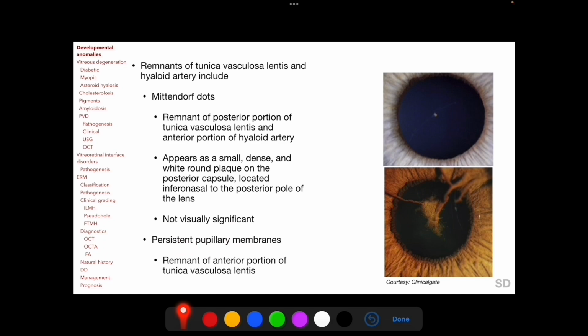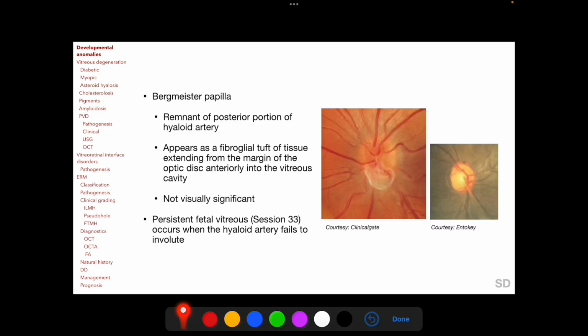Persistent pupillary membranes are remnants of the anterior portion of the tunica vasculosa lentis lying on the anterior surface of the lens, as seen here in these two clinical photographs. These membranes characteristically have their peripheral attachment at the iris collarette and not at the pupillary margin. Bergmeister papilla, as seen here in this clinical photograph, is a remnant of the posterior portion of the hyaloid artery and appears as a fibroglial tuft of tissue extending from the margin of the optic disc anteriorly into the vitreous cavity. Unlike Mittendorf dots, Bergmeister papilla are not visually significant.